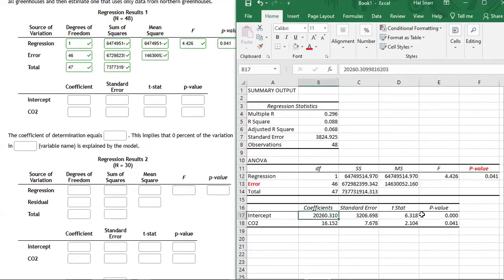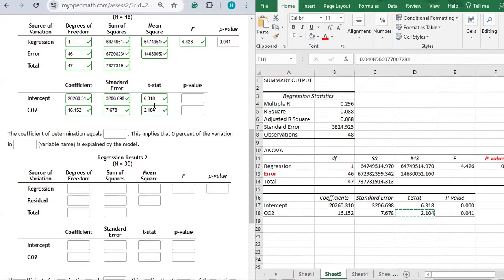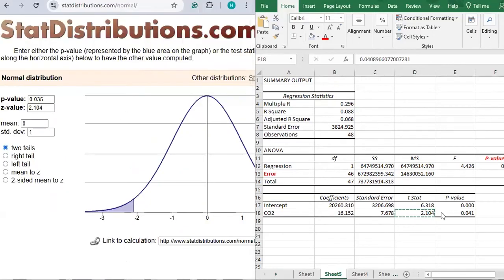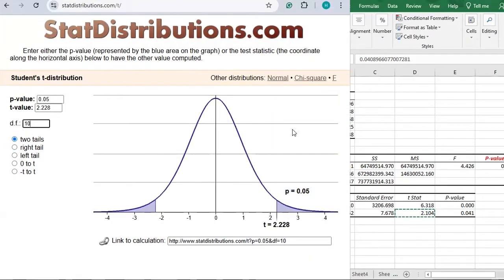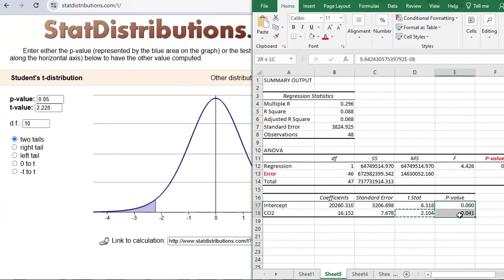So the estimated intercept and the estimated slope each has a standard error. This divided by that produces this test statistic. This divided by that produces this test statistic. I pressed enter to make sure I got those right. Now, I'll open up statdistributions.com to show you how to get these p-values. So I'm going to click on Student's t, and then the degrees of freedom when you're looking for the p-values of the test statistics, you want to use the degrees of freedom of the error, and that's 46.